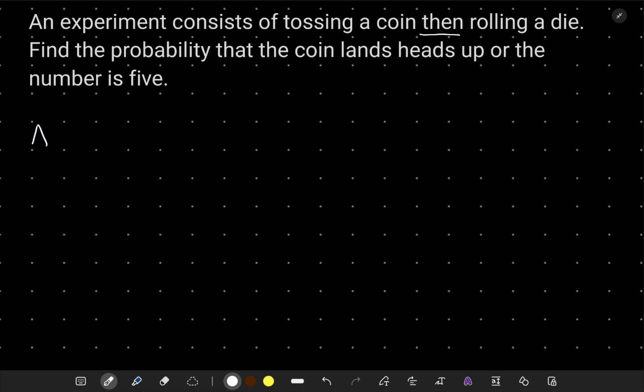So again, let's label our events. This is going to be an or problem, so I'm going to label that. A is going to be the coin gets heads, and then B, the die is 5.